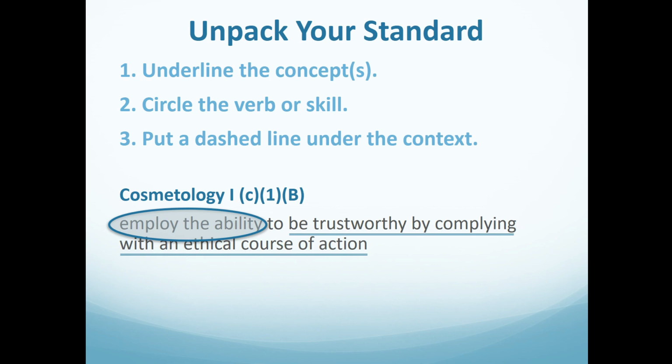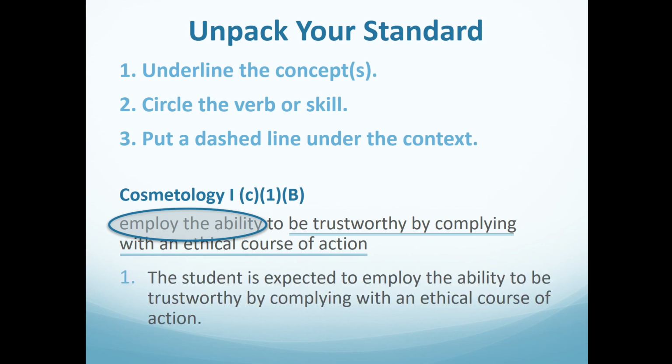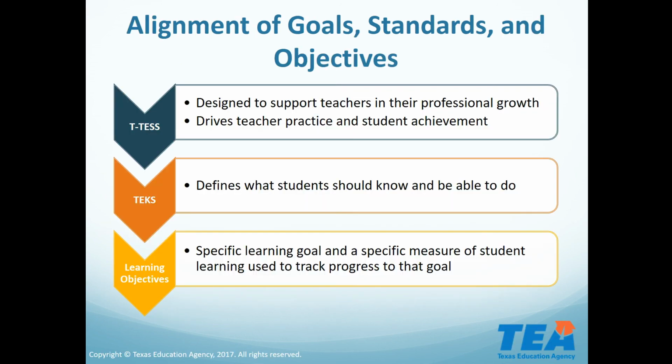Now, state the desired student outcome. In this example, the student is expected to employ the ability to be trustworthy by complying with an ethical course of action. Now that you have learned how to unpack standards to clearly state what each standard expects students to know and be able to do, the next step is to use these expectations to develop student learning objectives.